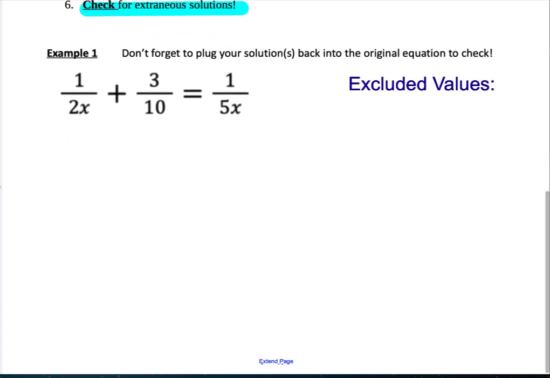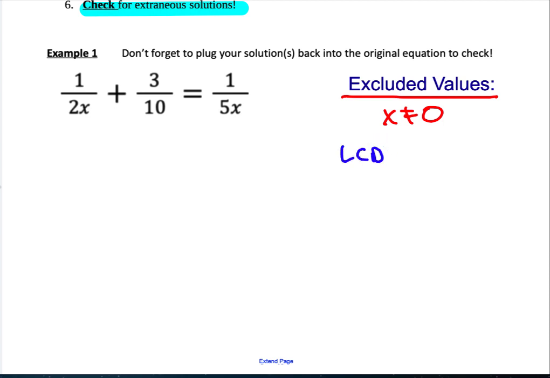So 1 over 2x plus 3/10 equals 1 over 5x. So first thing we do, look for excluded values, so we know what numbers to avoid as possible solutions. Well, what could I plug in for x in this problem that would give me a 0 in a denominator? Well, that would be an x of 0. So my excluded value is x cannot be equal to 0.